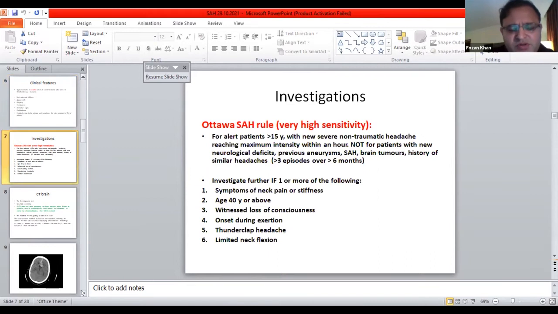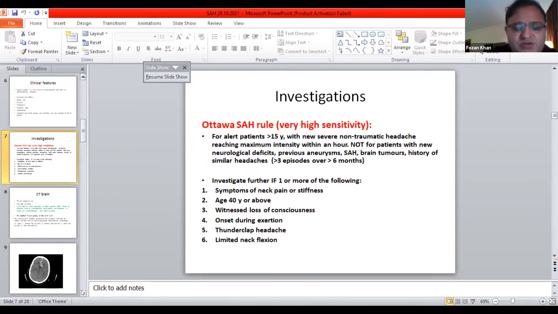So I'm going to talk about the Ottawa SAH rule, which has a very, very high sensitivity. Basically, if you are seeing a patient in the emergency department, and you would like to know whether you need to investigate further in the context of subarachnoid hemorrhage, then it's a kind of screening tool with a very, very high sensitivity, but with very low specificity.